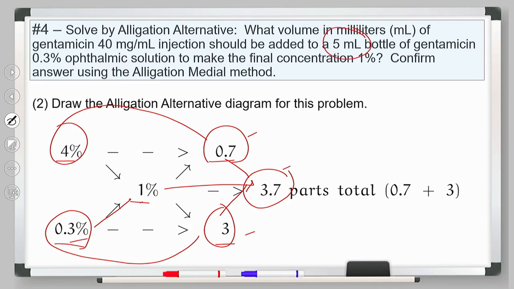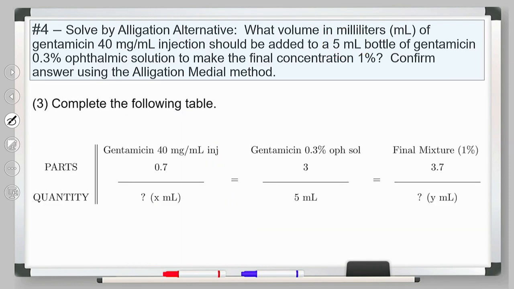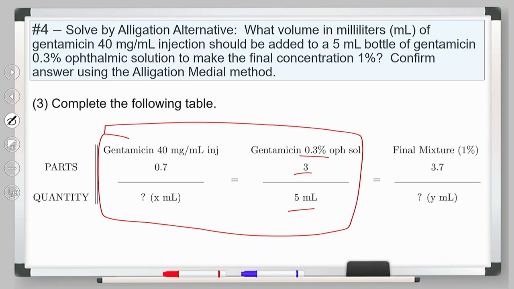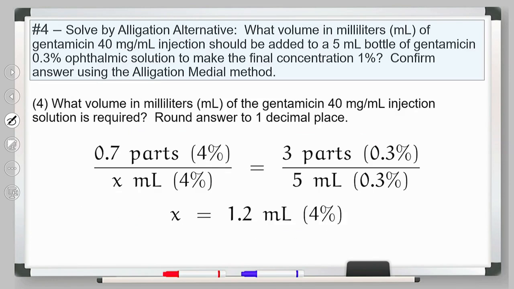I only have one quantity, so let's put our P's over the Q's. The one quantity I know is the 0.3% ophthalmic solution. Its parts were 3, and its quantity is 5 milliliters. So I can set that equal to anything else that I want to solve for. Since I want to solve for the volume, the quantity of my gentamicin ophthalmic, I'll set up that proportion. If I cross multiply 5 times 0.7, divided by 3, which is what I'll show you in that work here, I got 1.2 milliliters.